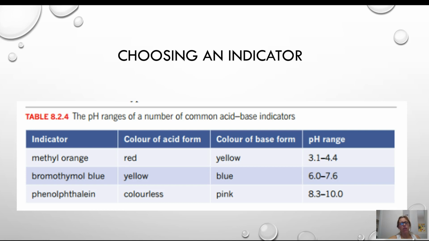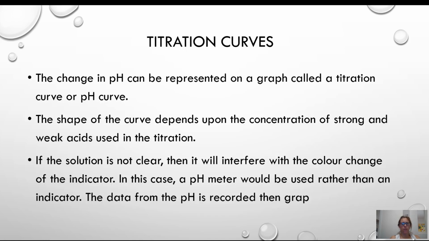And you could be given some of these reactions in class and be asked to choose the appropriate indicator. So it's important that you do know the ranges that these pHs will change, so you can make an appropriate decision. What we're going to go into next though is looking at our titration curves.